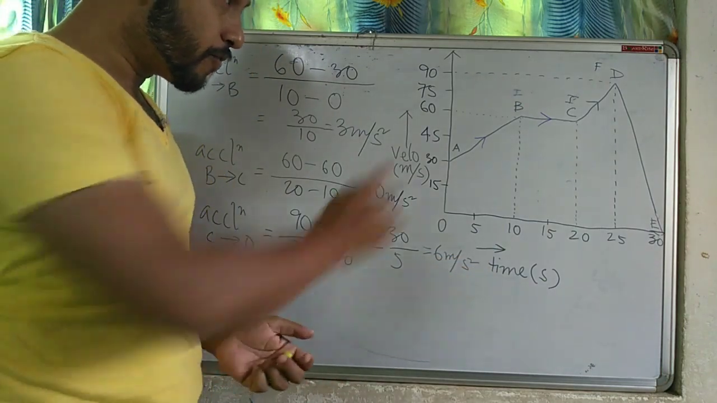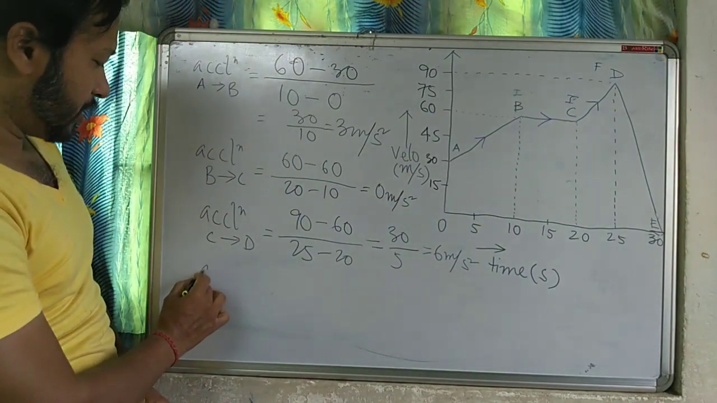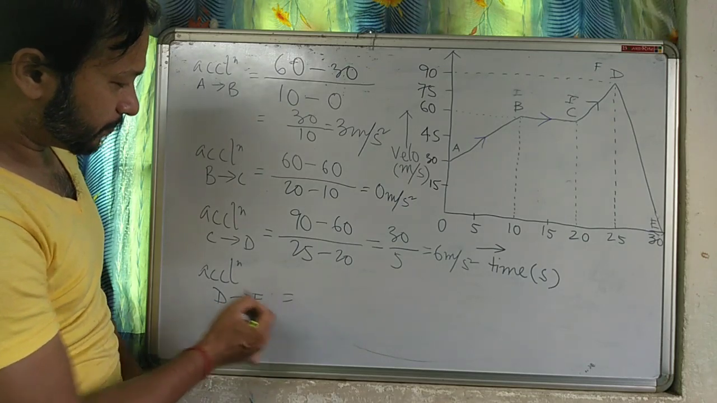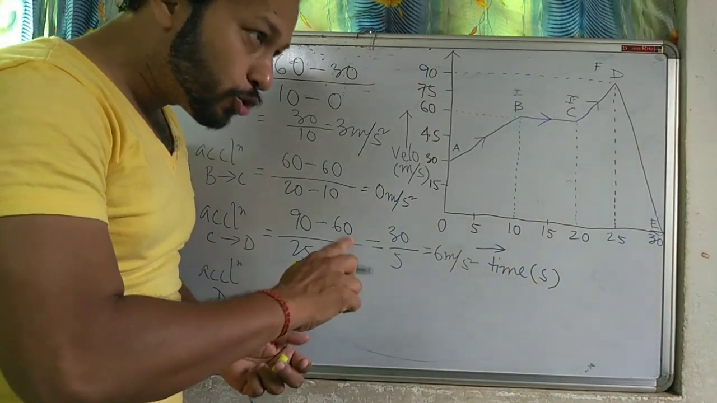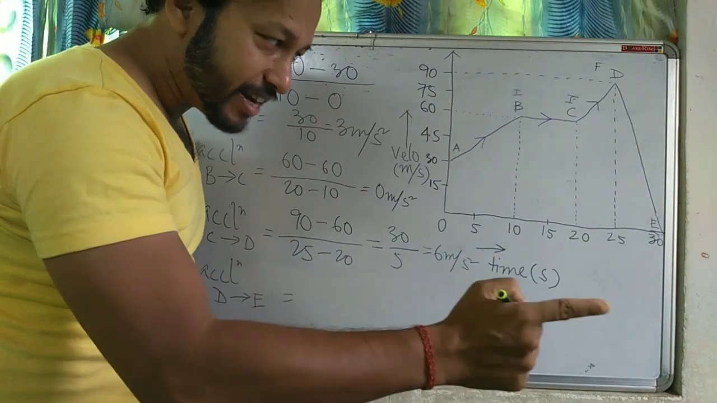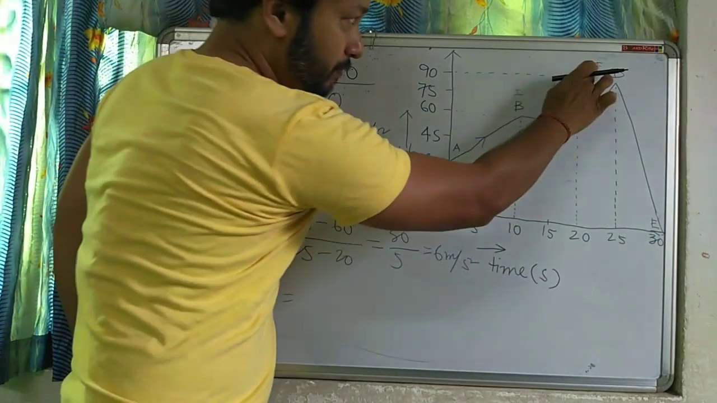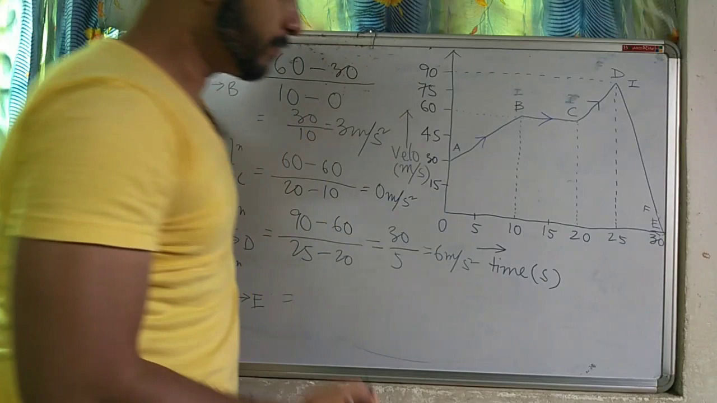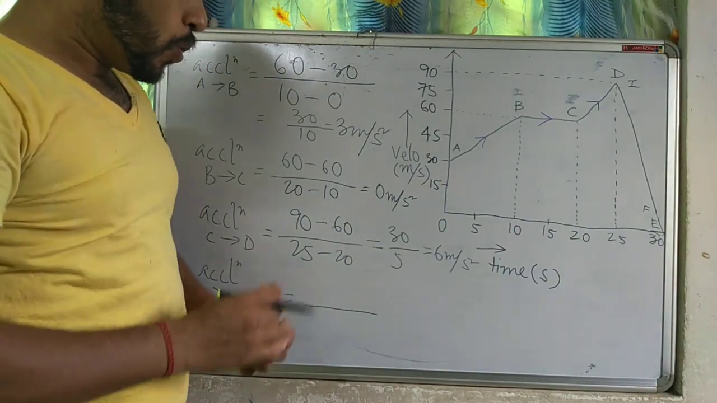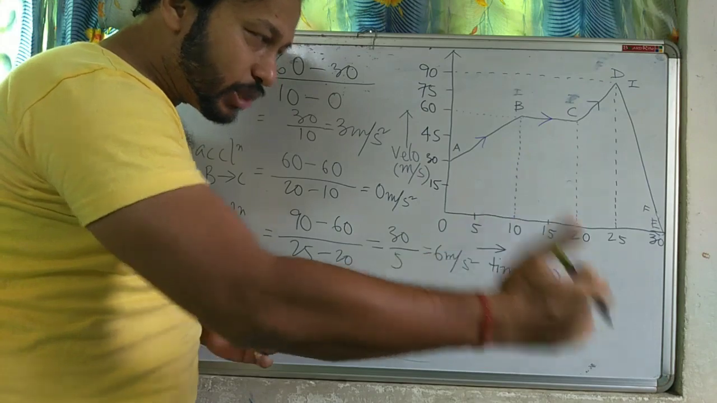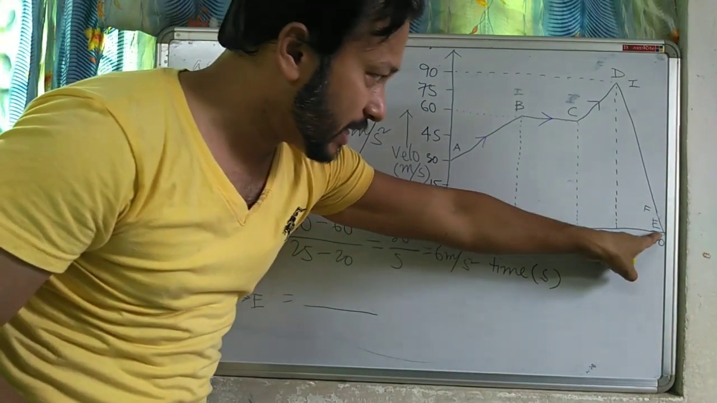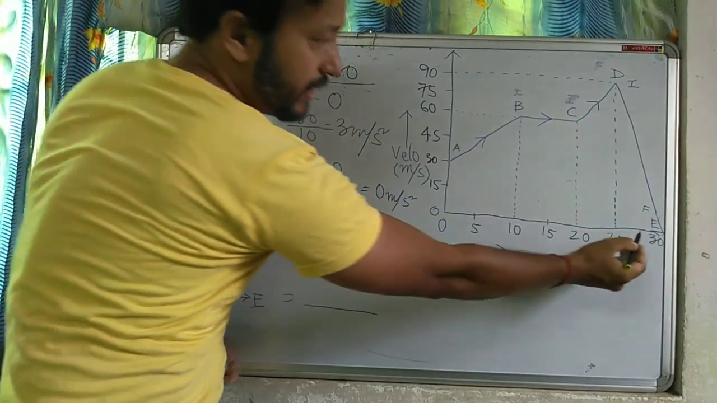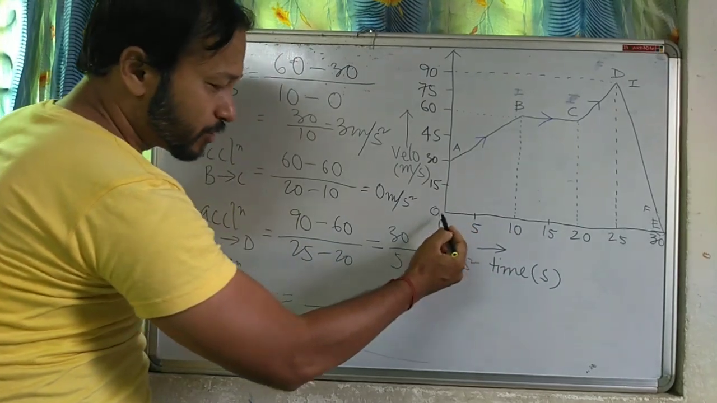Done? Now from D to E, acceleration. When the object is going from D to E, E is my final and D is my initial. Same formula. D to E, E is final. What is the final velocity? At E, final velocity is 0. You can see E is the final point. So final velocity is 0.